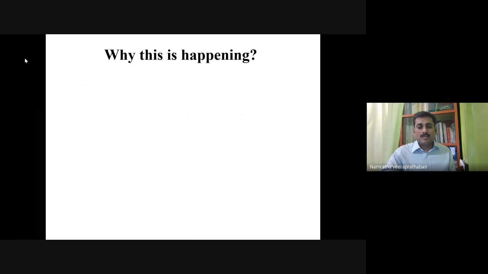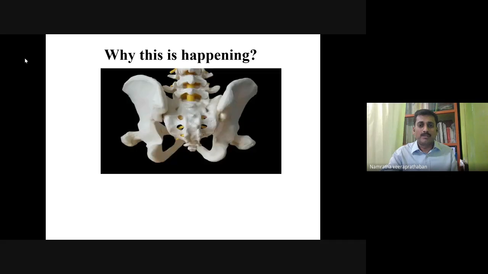Why is this happening? Why can't I maintain a symmetrical pelvis in sitting? If you look at this picture, a beautiful skeleton of the pelvis, can I get some answers? In sitting, which part of our pelvis is in contact with the surface? Any answers, please.